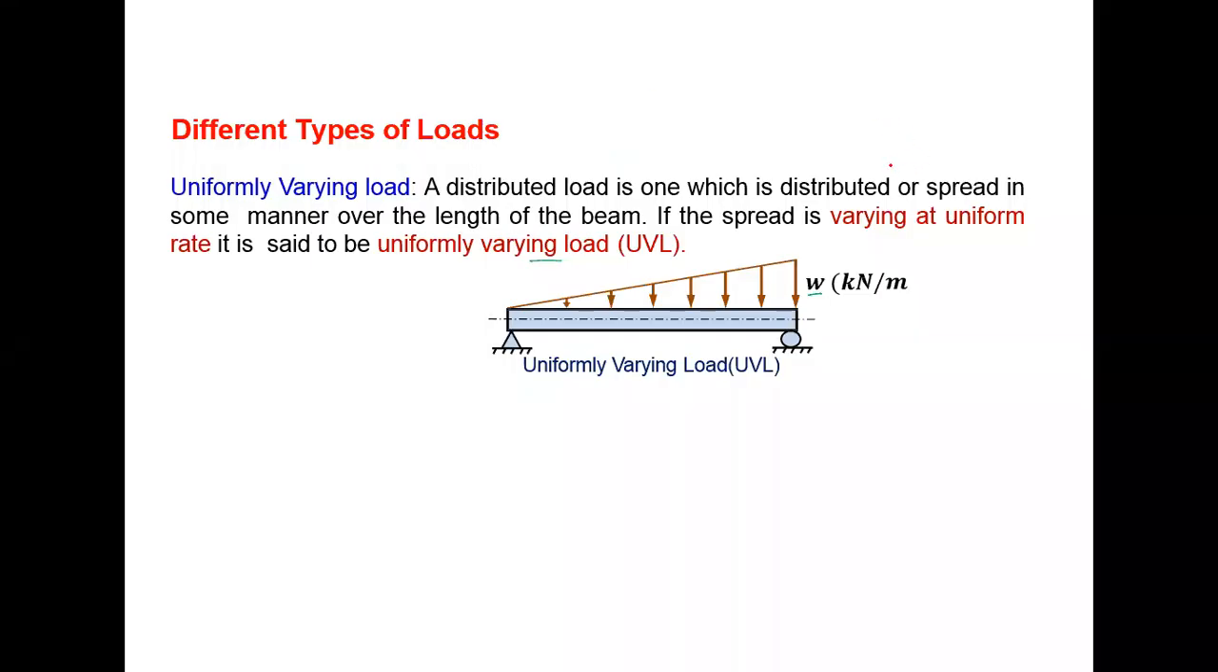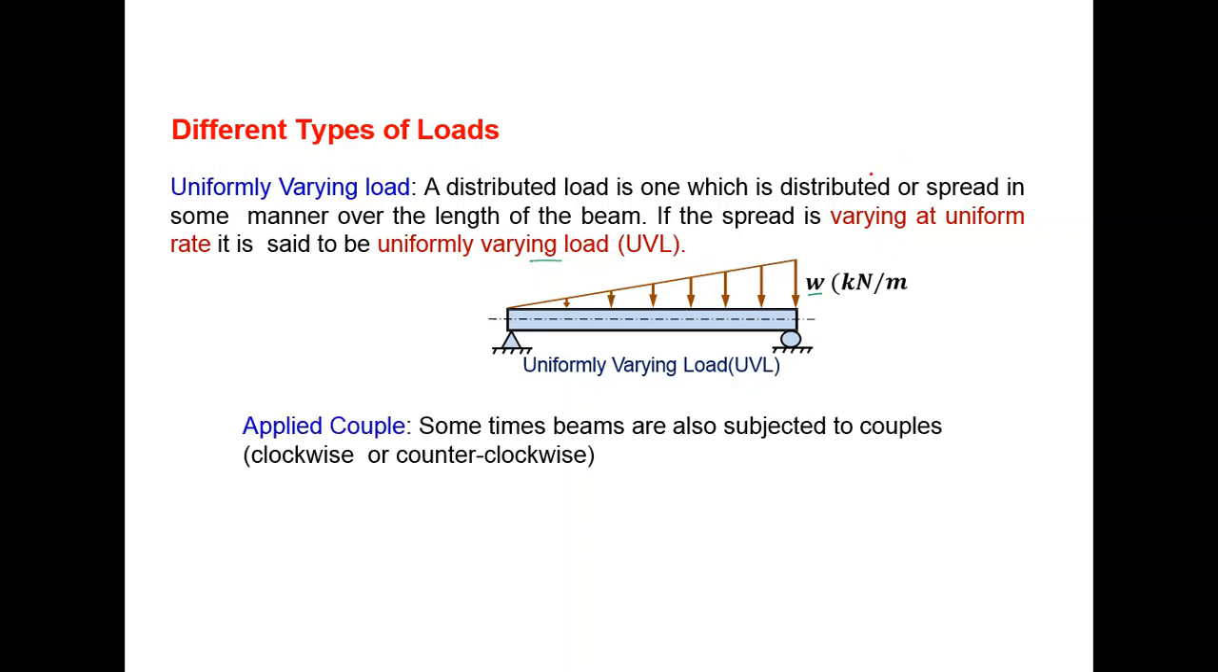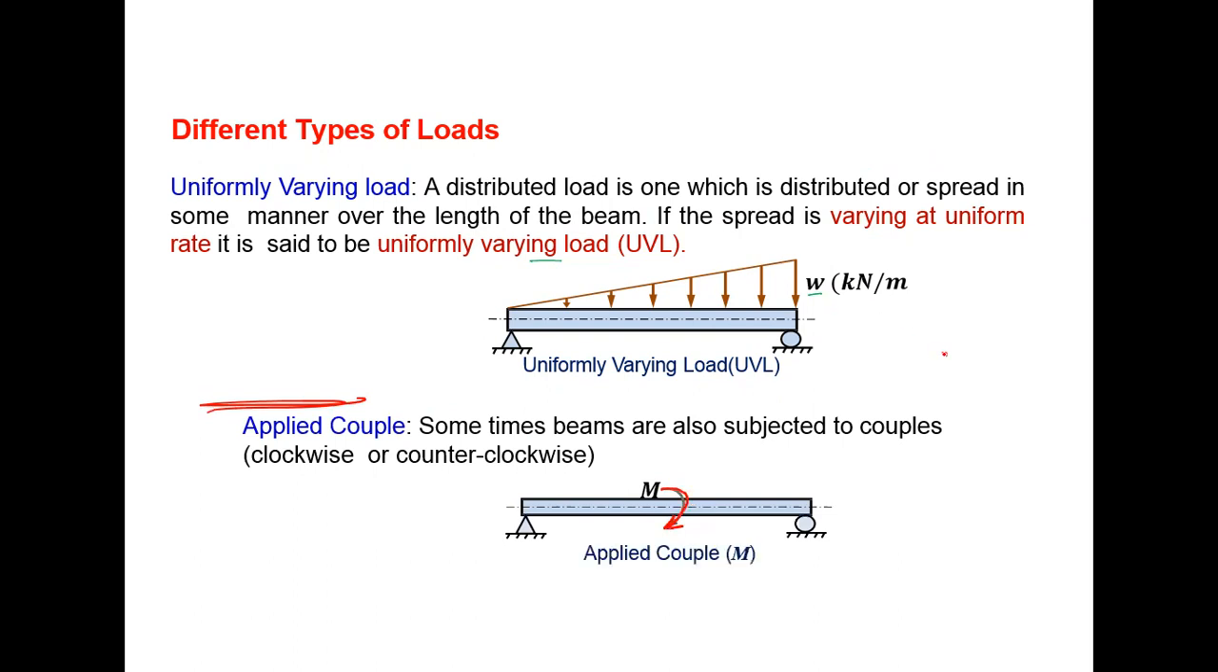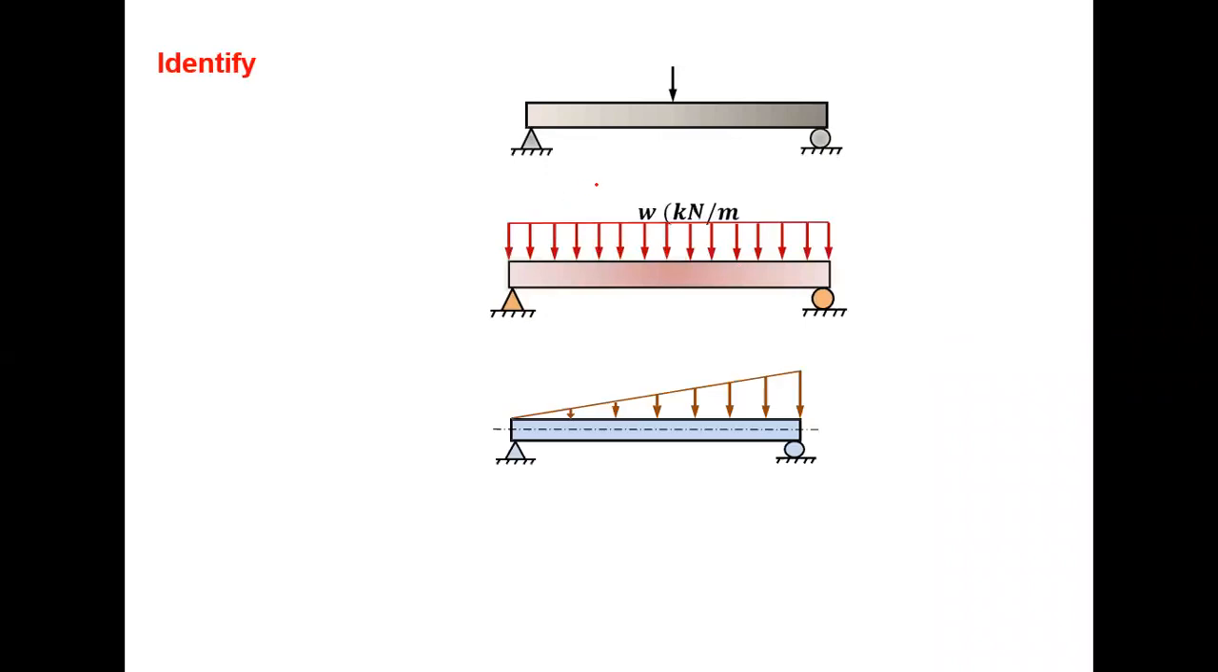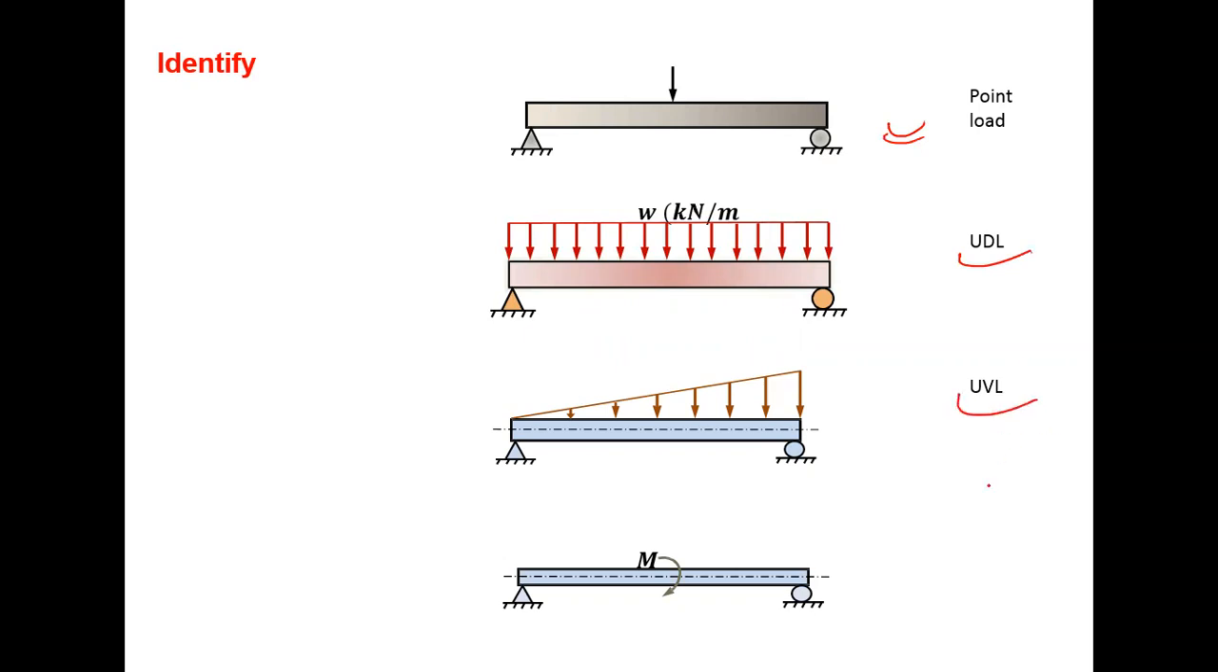Next type of load is known as applied couple. So here you can see the beam is subjected to a moment at the center. So this is the third or fourth type of the loading condition, right? Now let's identify. This one is point loading, this is UDL, this one is uniformly varying load, and this we call as applied couple on the beam.